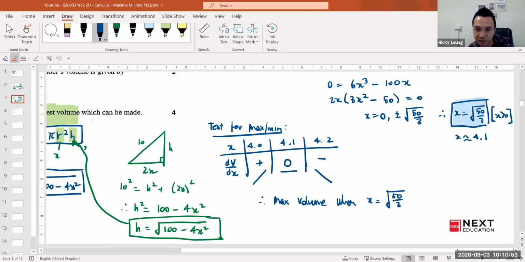Now they want dimensions, so they want me to sub this into the h value. So h equals, if I punch that in, 100 minus 4 times the square of that, so 50 on 3. Looks like 100 on 3, so the square root of 100 on 3. And that is my final answer.